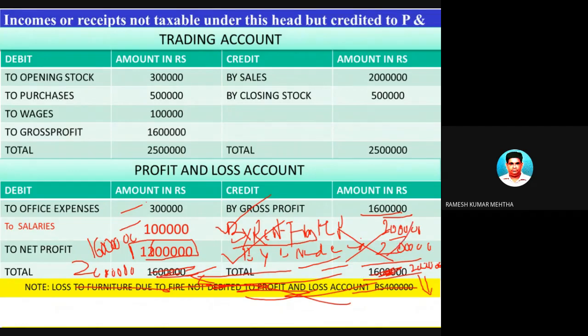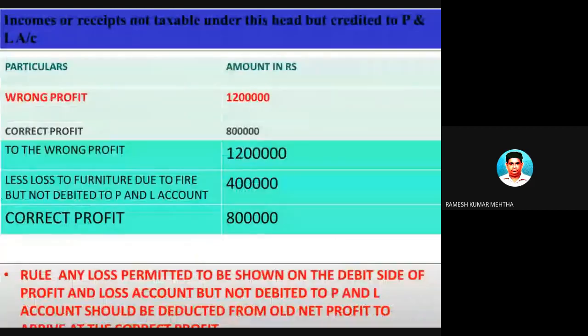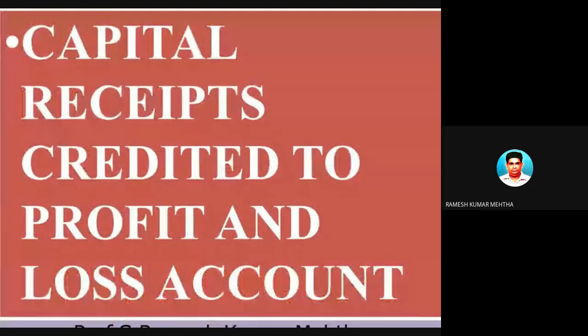So if I remove this, what will happen? See, 16 lakh rupees is carried forward here, and the net profit is 12 lakh rupees. Previously it was 16 lakh rupees, now it is only 12 lakh rupees. So that 4 lakh rupees of incomes which should not be shown on the credit side of the profit and loss account, which you showed, should be reduced to arrive at the right profit. Hope you have understood this particular point. Next one.